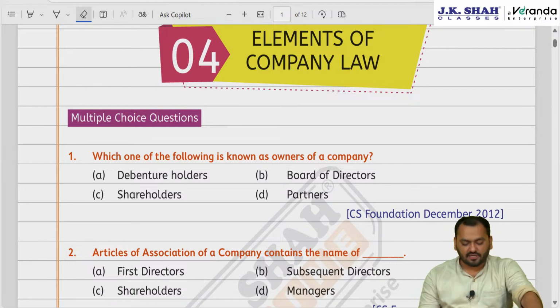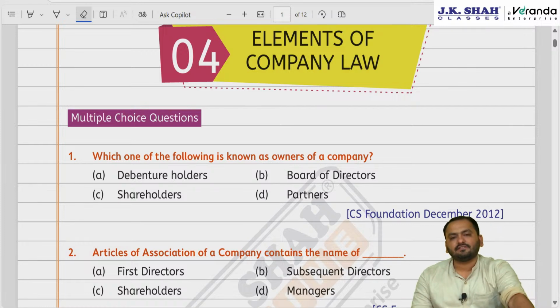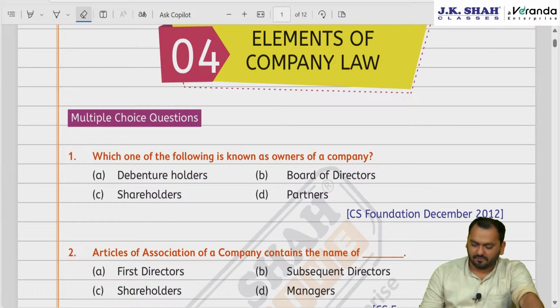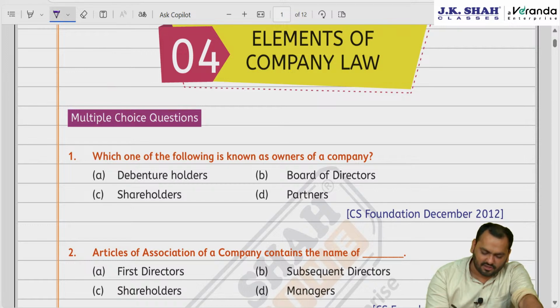Debenture holders in the option A, you can see obviously debenture holders are the creditors of company. Then board of directors, these are called as the managers of company. Shareholders are the owners of company, very simple. And partners, there are no partners in company, there are shareholders. So option C is the right answer.